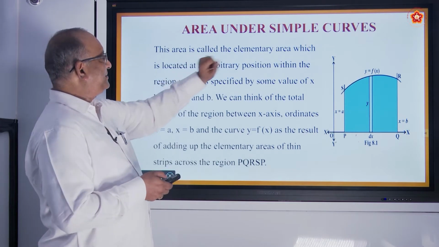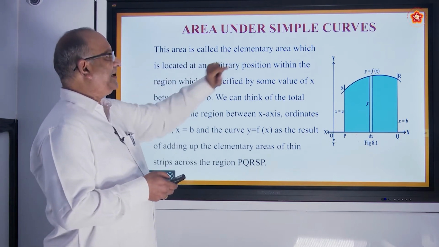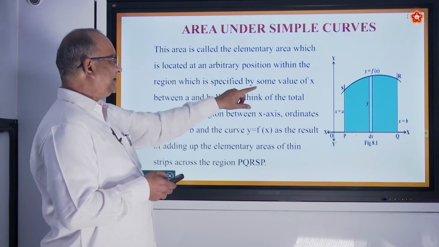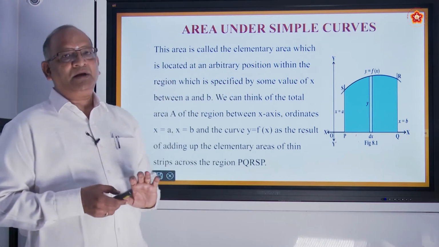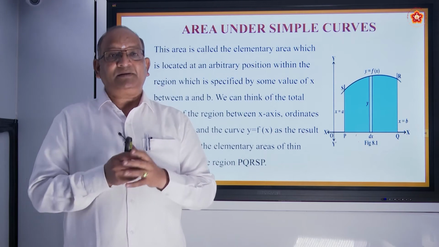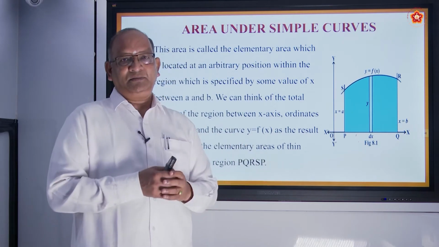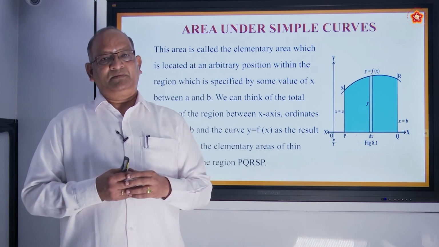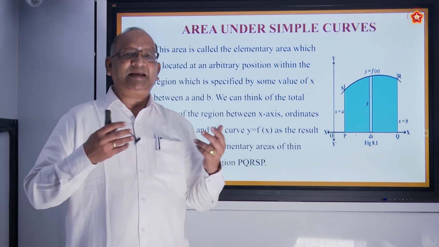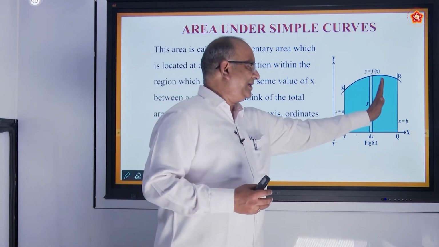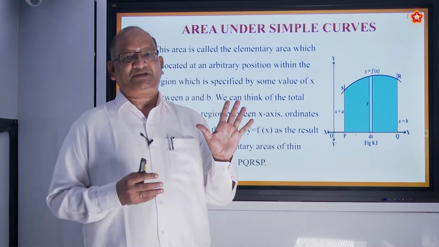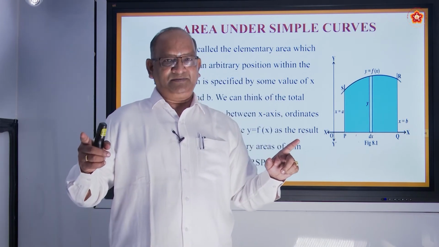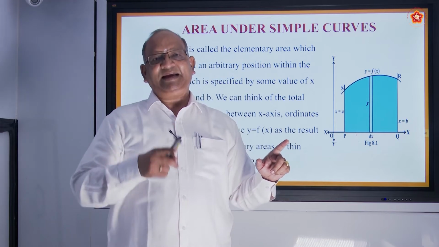Now, this area is called the elementary area, which is isolated at an arbitrary position within the region specified by some value of x between a and b. Now the question is whether it should be in the middle, or at the left end, or at the right end. There is no such restriction. It is at any arbitrary point. It can be taken anywhere. You can take it at this end, at that end, or in the middle, wherever you wish. You can consider one particular strip between a and b.